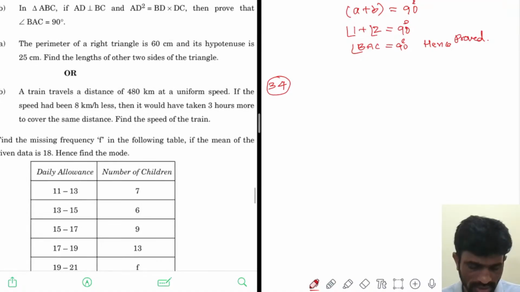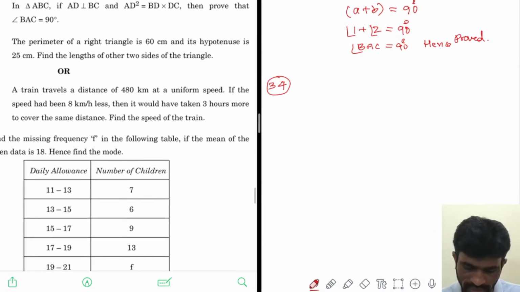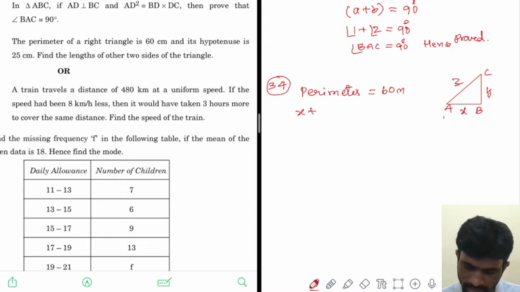Again, it is quadratic equations, algebra. The question is given: the perimeter of a right angle triangle is given. Again, draw a right angle triangle. So let us take this as ABC, a right angle triangle. Perimeter is given. Perimeter is equal to 60 meters, it is given. So let us take the sides as X, Y, Z to understand easily. So X plus Y plus the hypotenuse, which is already given. What is the hypotenuse? The hypotenuse is 25.